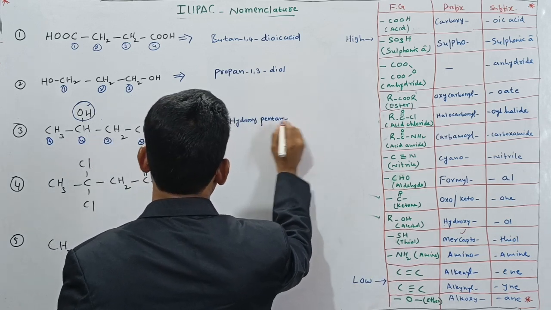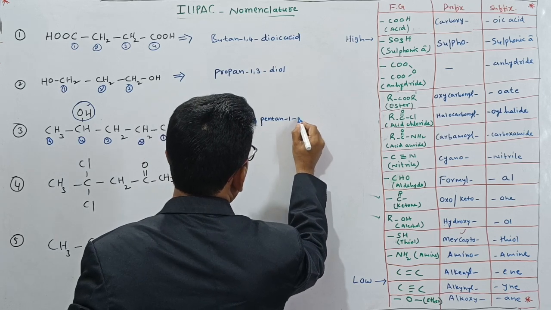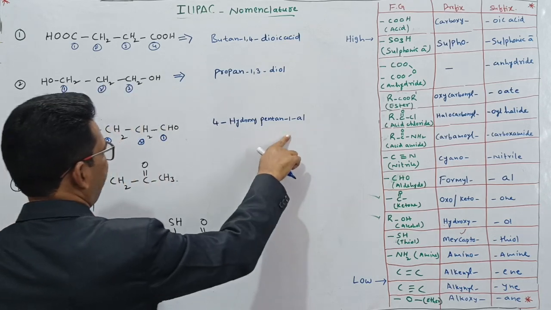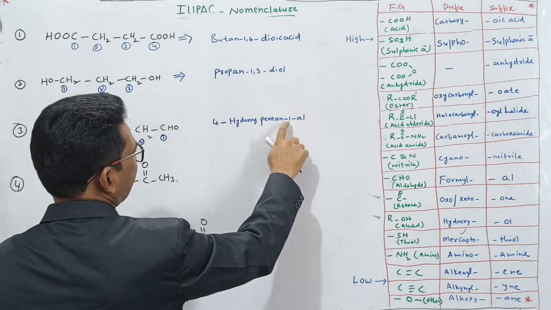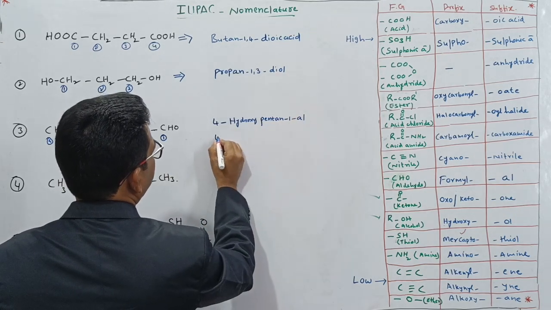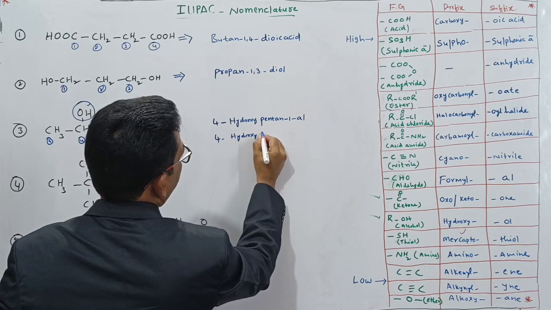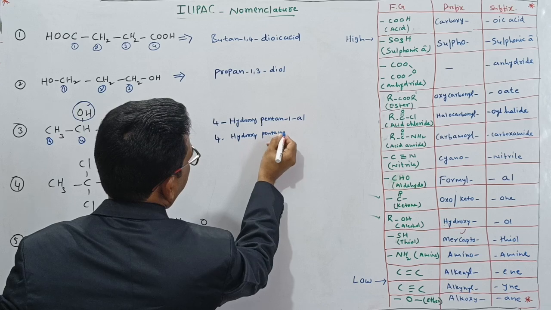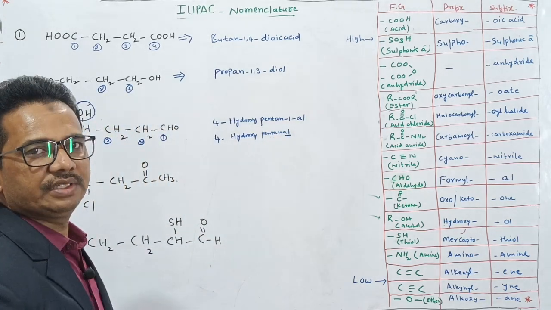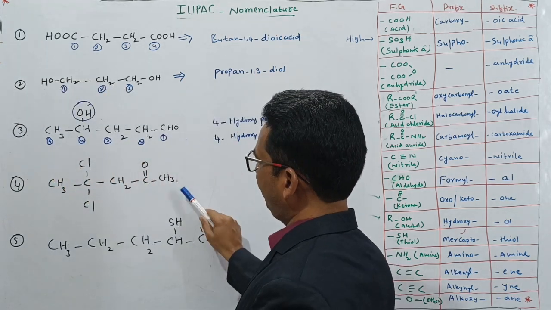Pentane. Which position is there? First position is there. That's why I am mentioning pentane 1-al. Or you can write directly, because for the first position there is no need to mention its position. 4-hydroxypentanal, I can write like this also. Al, don't forget, al is nothing but aldehyde. Then we'll give the name for this fourth one.